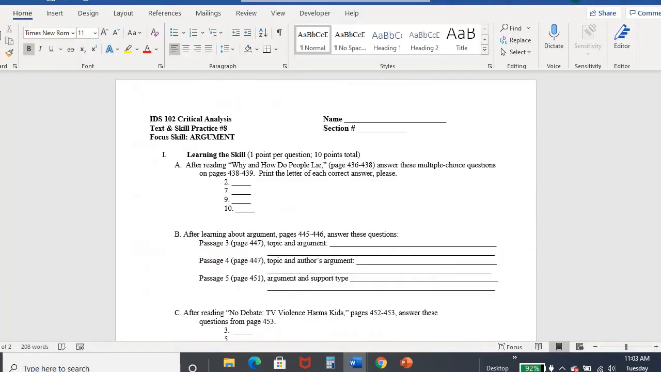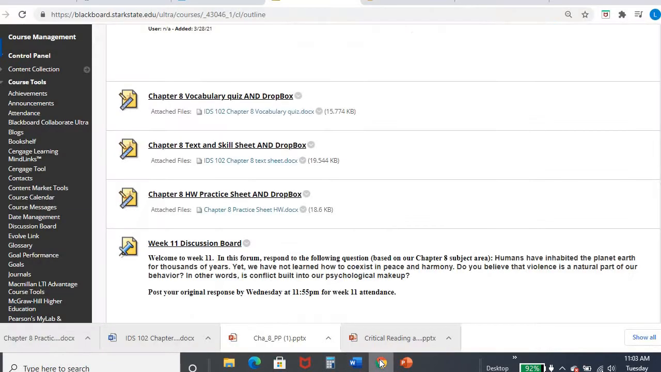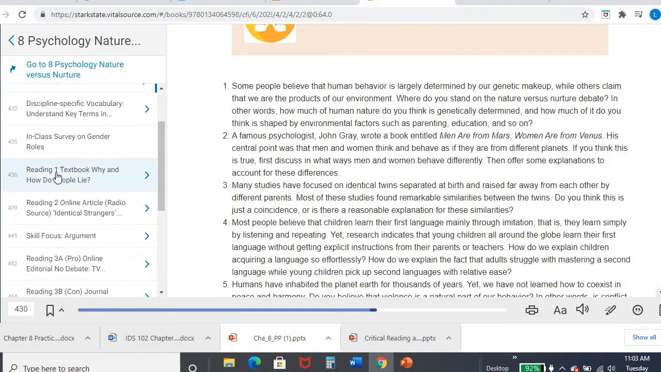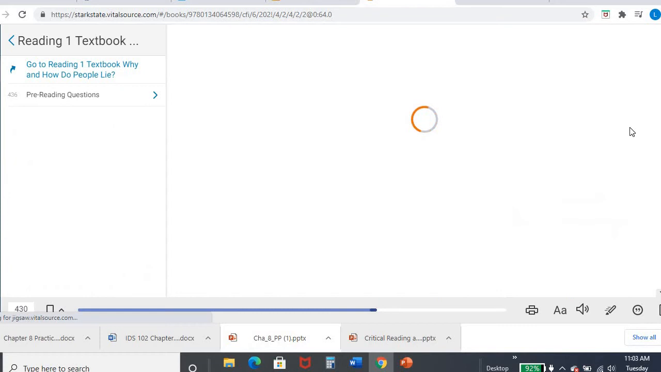So I have that going behind me here. And we are going to take a look at this very first section. It is over a story called Why and How Do People Lie? That sounds interesting, right? So we're going to go into our text and we're going to go right to the reading.